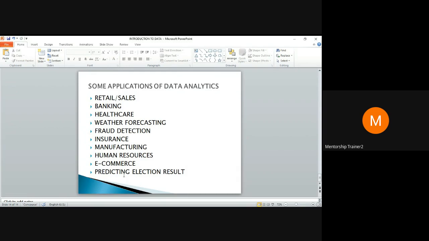They use it for customer churn. Maybe they notice that people are leaving their bank for another bank. They will use it to know why these people are leaving our bank. Is our interest rate too high? Is it that our customer service is poor? Because of the data that they've been collecting. So they use it very well in the banking sector.